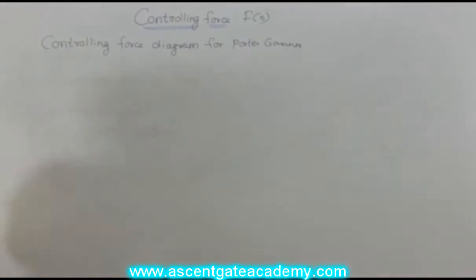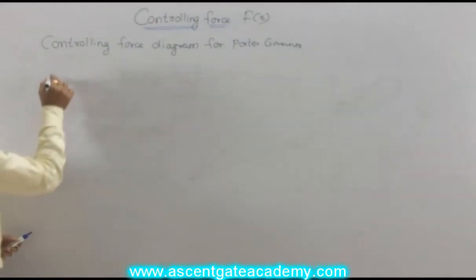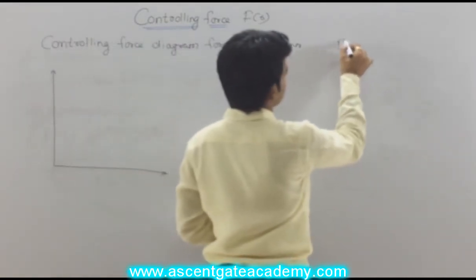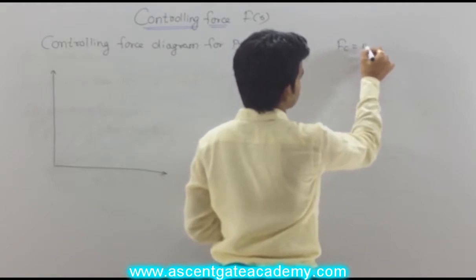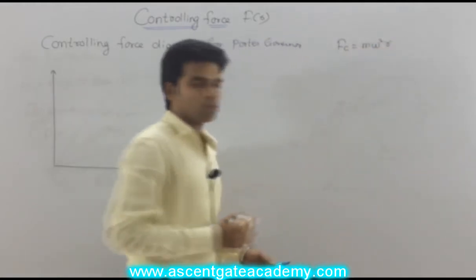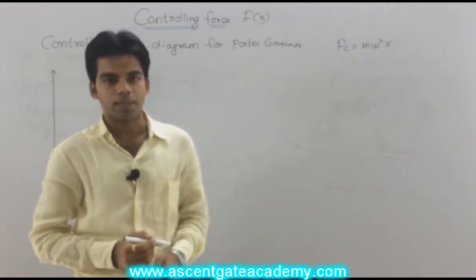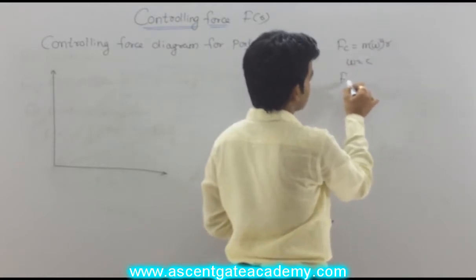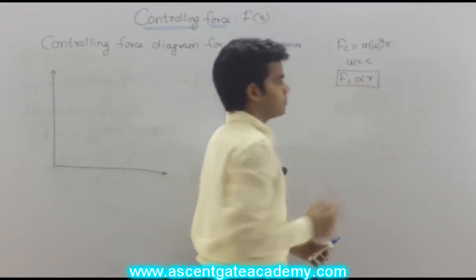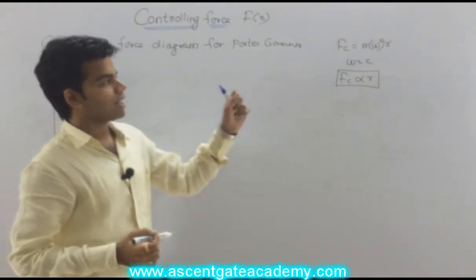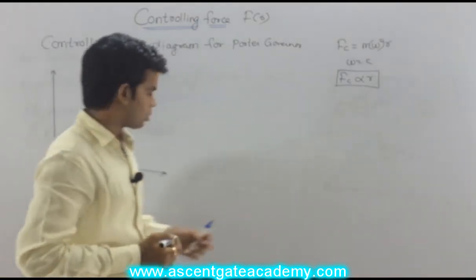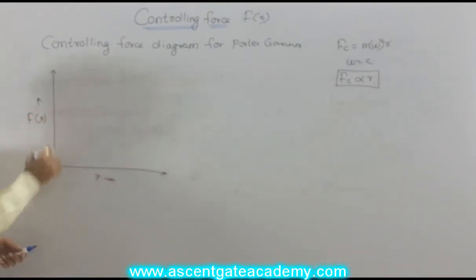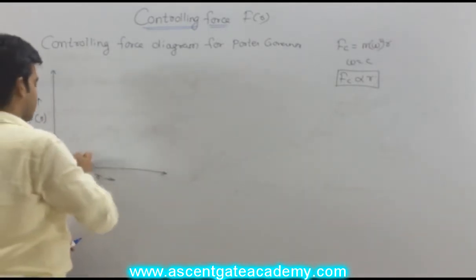Next, we will see the controlling force diagram for a Porter governor. Okay, we will see different cases. Now, as we know that centrifugal force or controlling force is equal to what? m omega square r. Centrifugal force is equal to controlling force, which is equal to m omega square r. Now, at any particular speed, if omega is constant, then this Fc is directly proportional to r. Getting this? So, if I am plotting the graph between controlling force Fc and radius r at any constant speed, I will get one straight line like this.